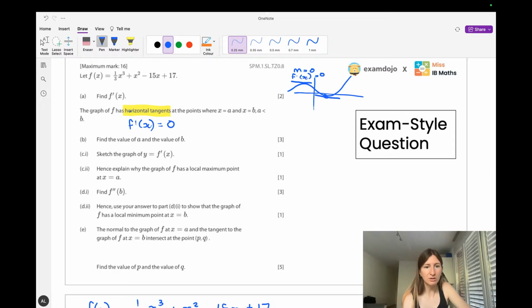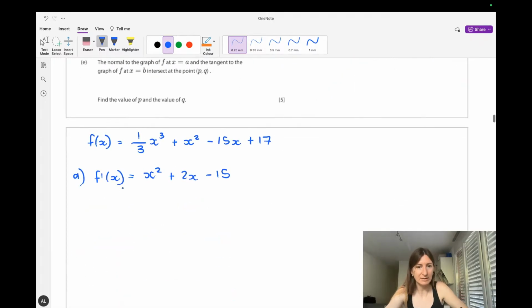So this graph also has horizontal tangents at the points where x equals a and x equals b. A is less than b. So we're going to need to find those values of a and b. So these 2 points where the derivative is equal to 0. So I've got my derivative from this question. I just need to set it equal to 0 and find my values of x. So this is working backwards. Instead of them giving me a value of x to find the gradient, I've been given the gradient, like secretly in a clue, to have to work back and find those points of x. So let's set this equal to 0.